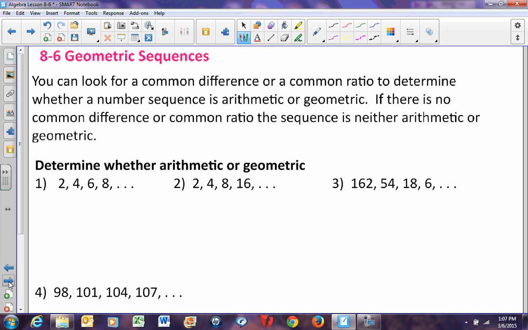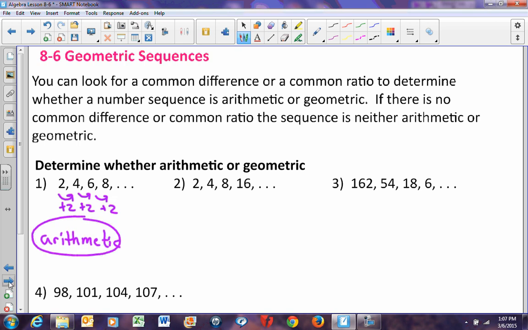So let's take a look at something. Let's determine whether or not these are arithmetic or geometric sequences. 2 to 4, 4 to 6, 6 to 8. If we look at this, we're going up by 2 each time. We're adding 2, adding 2, adding 2. If you're going to add something, that's a common difference, and a common difference is an arithmetic sequence. This is an arithmetic sequence.